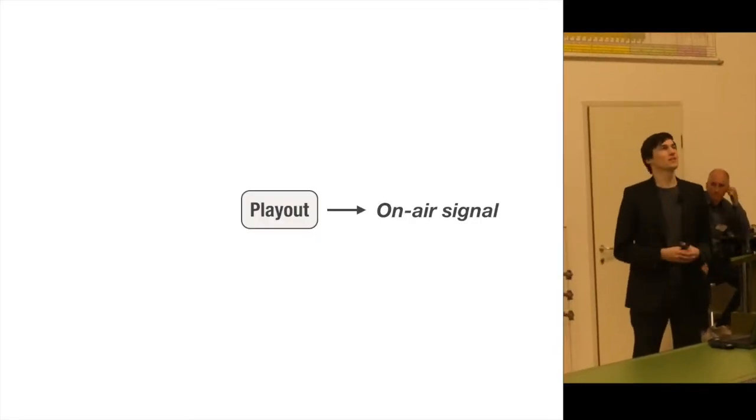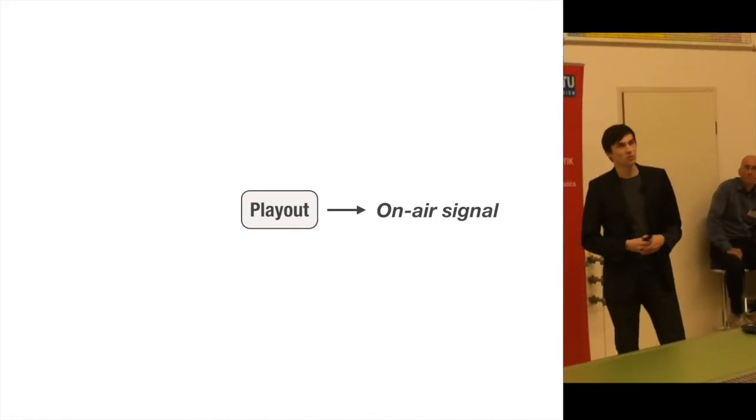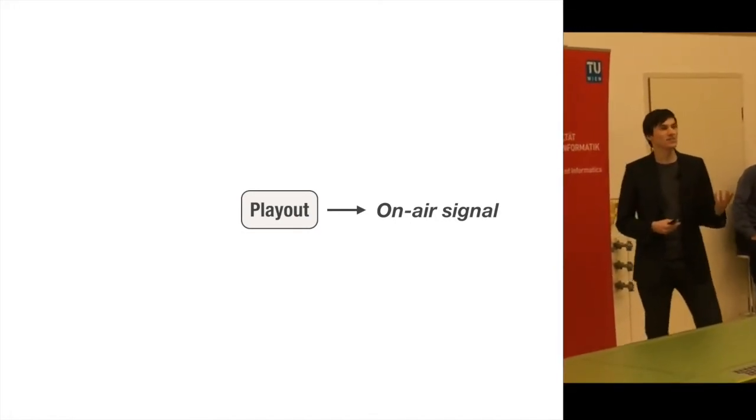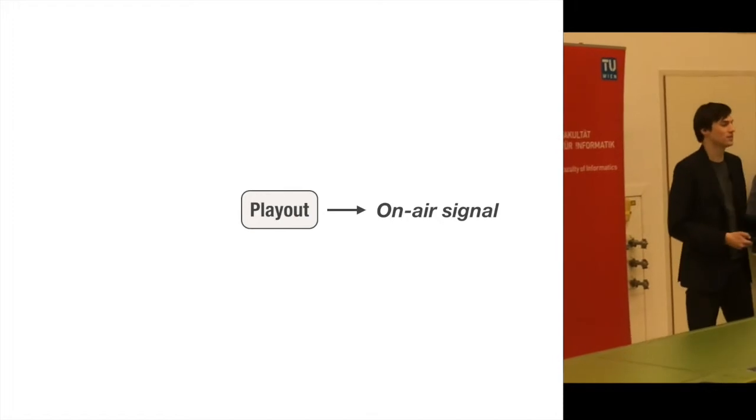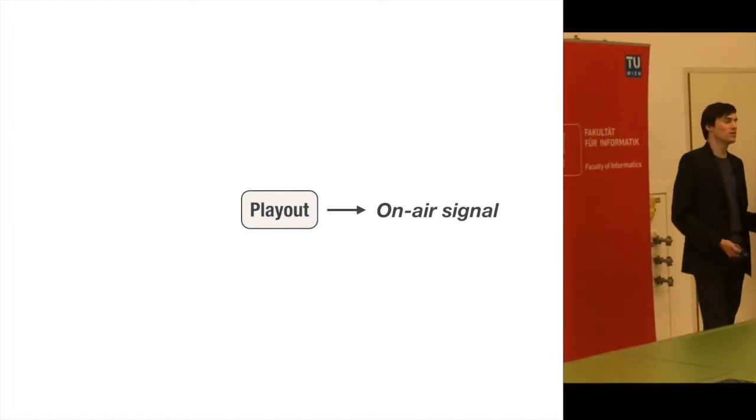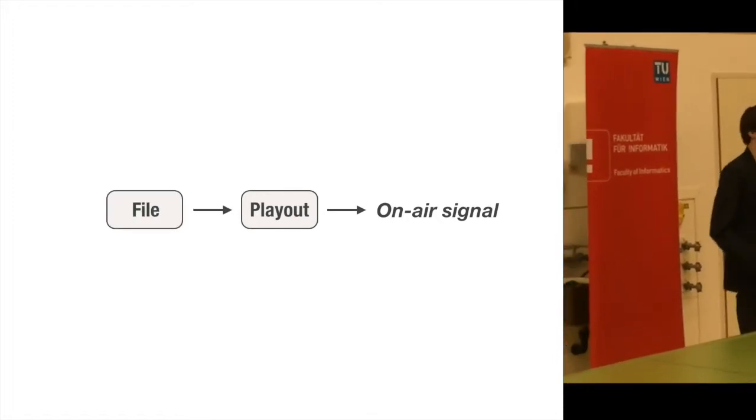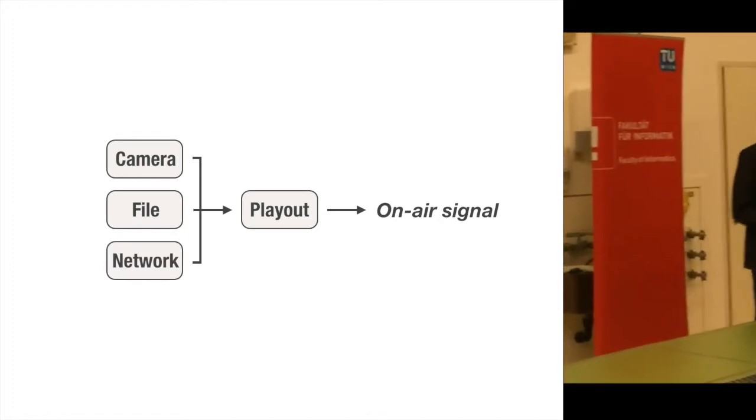Okay, thank you Claudia for the introduction. So, how is this actually done? Where are broadcasting graphics generated? In broadcasting we have the so-called playout stage, which is really the last instance right before the on-air signal is generated. The playout server takes video frames from a file, camera or a network stream.